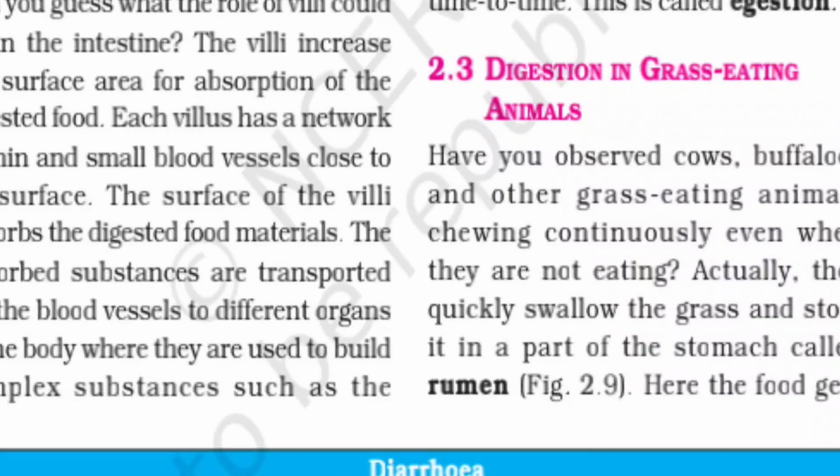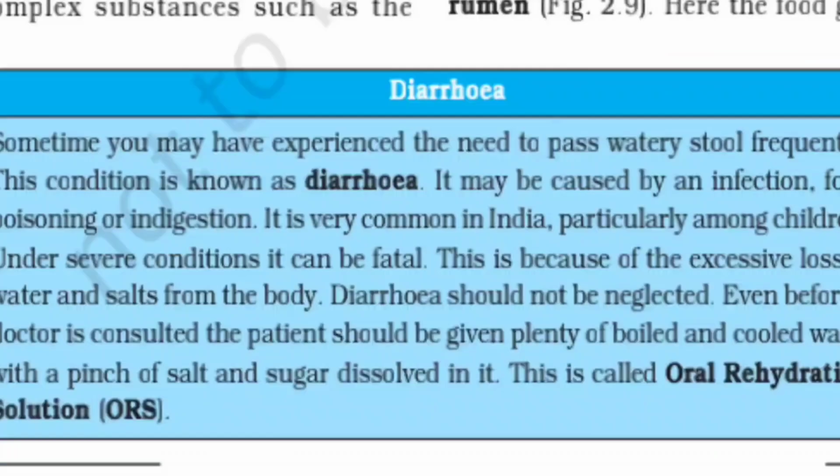Digestion in grass-eating animals. Have you observed cows, buffalo, and other grass-eating animals chewing continuously even when they are not eating? Actually, they quickly swallow the grass and store it in a part of the stomach called the rumen. Here the food gets partially digested.